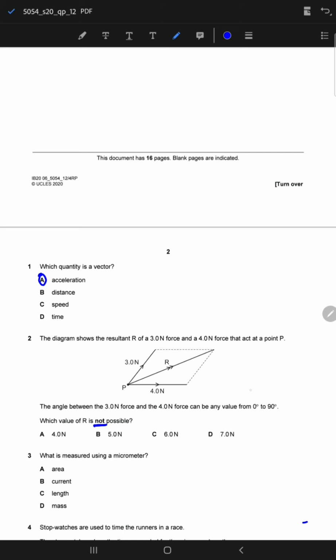Since 4 Newton is here, if I join this 3 Newton along with 4 Newton at 0 degrees, the answer would be 7 Newton. And when I join this 3 Newton here, along with 4 Newton at a right angle, the resultant would be 5 Newton, since it is a right angle triangle. You can apply the Pythagoras theorem. So you can have values between 5 Newton and 7 Newton. So B is not possible, neither C nor 7. So A is the right answer, right? Moving on.